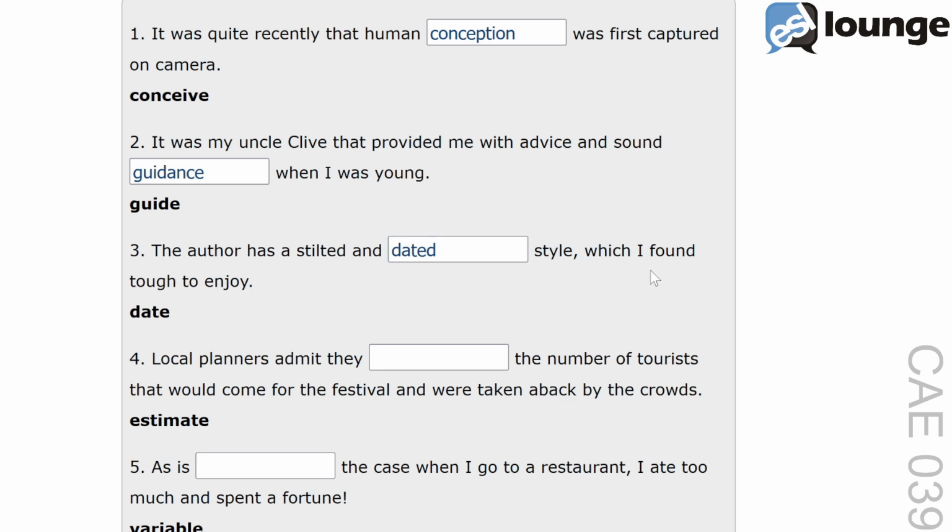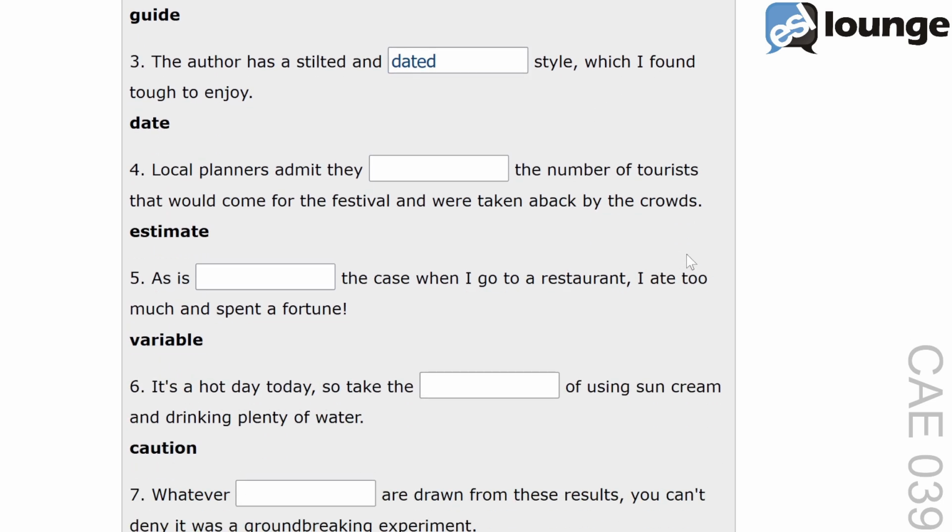Here's question 4. Local planners admit they blank the number of tourists that would come for the festival and were taken aback by the crowds. The base word is estimate. The correct form here is underestimated. Underestimated is a verb that means to judge something below its actual value. It implies that the planners did not expect as many tourists as there were. For example, the team underestimated the amount of time needed to complete the project.